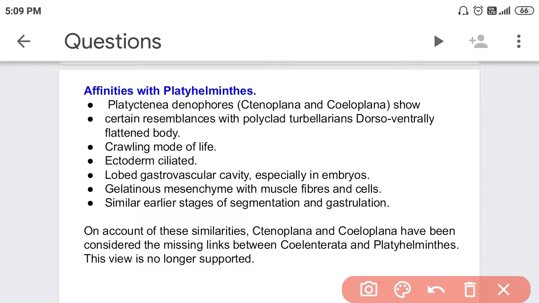But now, in recent times, the important point is that these similarities are no longer supported by scientists, but earlier they were considered. Because of these similarities, Ctenophora were considered as a missing link between Coelenterata and Platyhelminthes. So this is it.